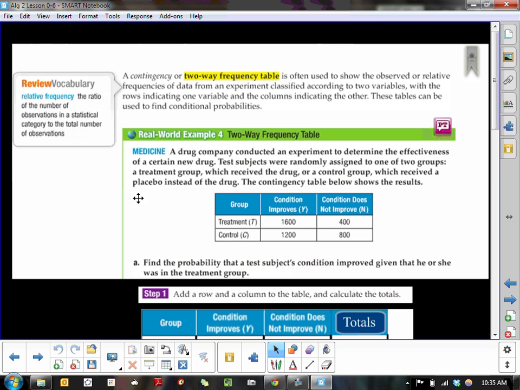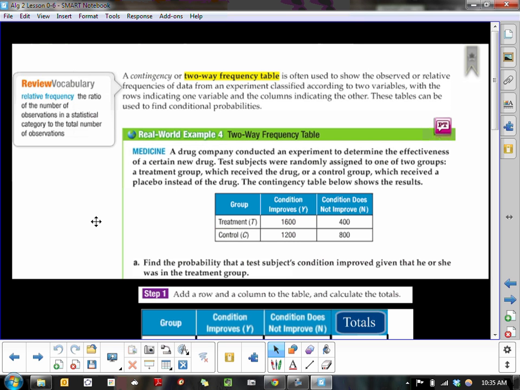So we're going to do some changing of this table here, which is a frequency table, and we're going to convert it into a relative frequency. So that's going to be one of the first steps that we do. So in our example, a drug company conducted an experiment to determine the effectiveness of a certain new drug. Test subjects are randomly assigned to one of two groups, a treatment group, which received the drug, or a control group, which received a placebo instead of the drug.